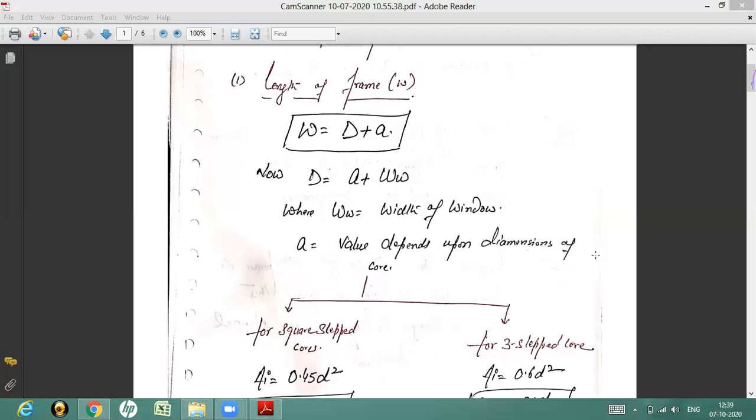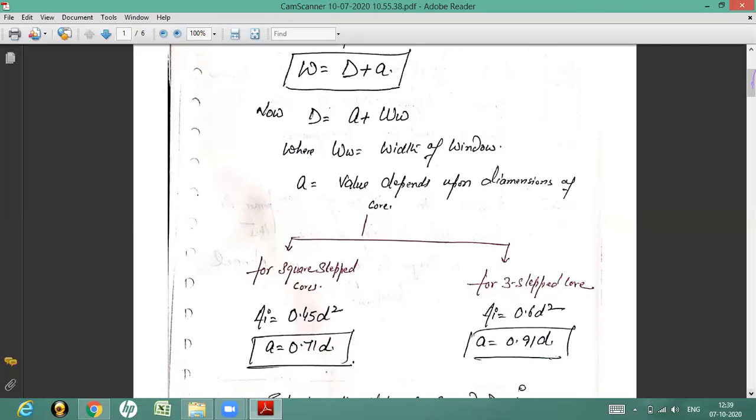and this value of A depends upon the dimensions of the core. Now, generally in case of a transformer, there are two types of cores available. One is called square stepped core, and another one is called three stepped core.